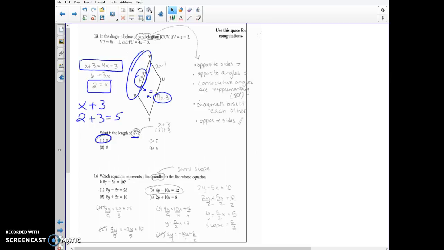Okay, for number 14, the key thing is that parallel means same slope. Really important that you understand that. In order to solve this problem, you need to take the original equation and you need to get y by itself. When you get y by itself, the slope is 5/2. So the answer that you get needs to also have a slope of 5/2.